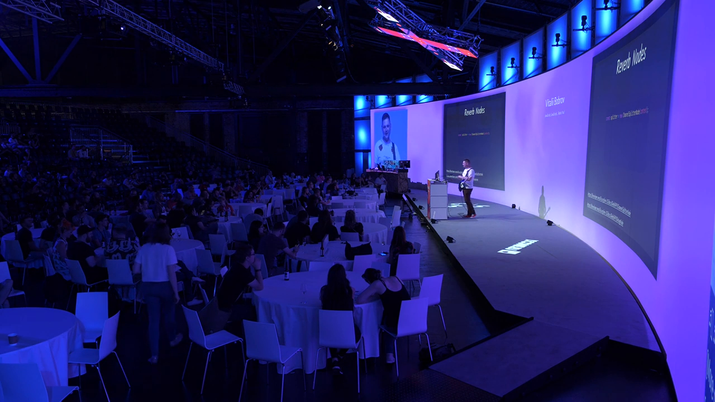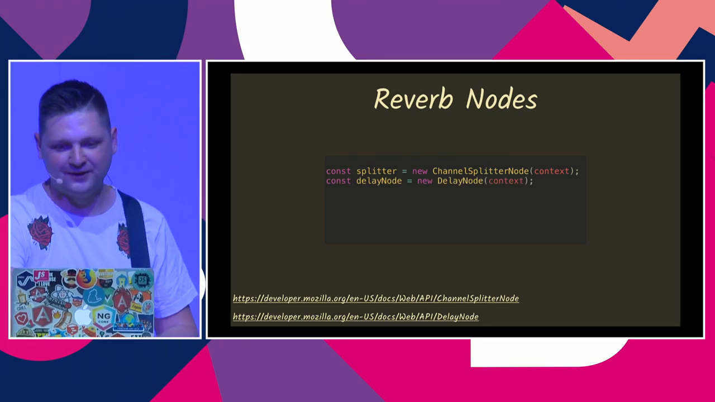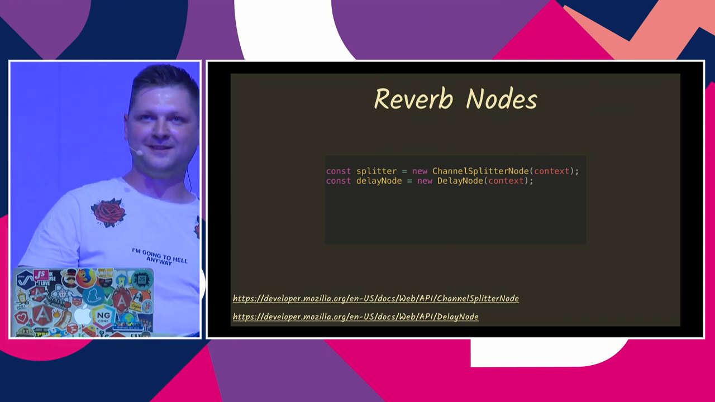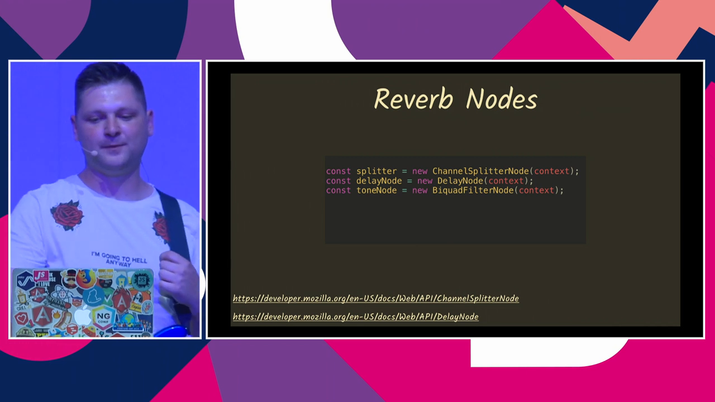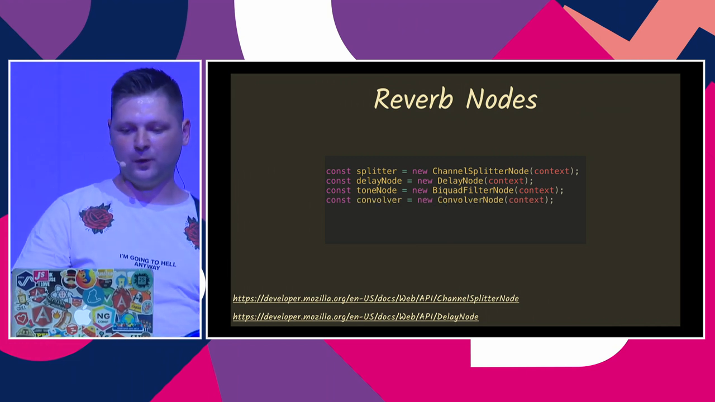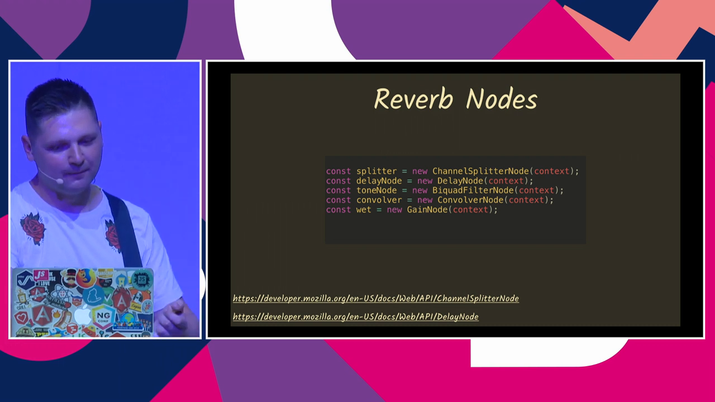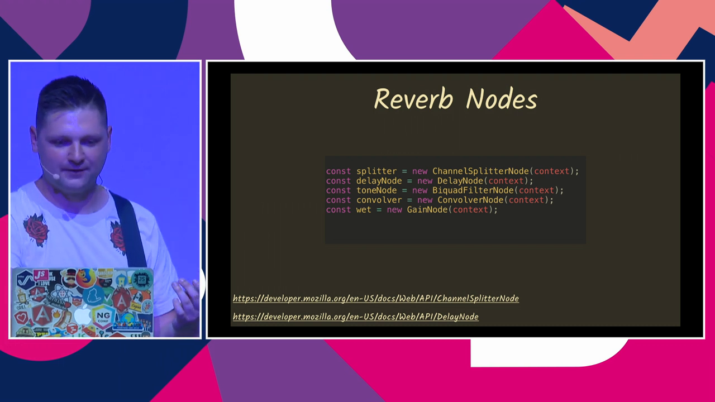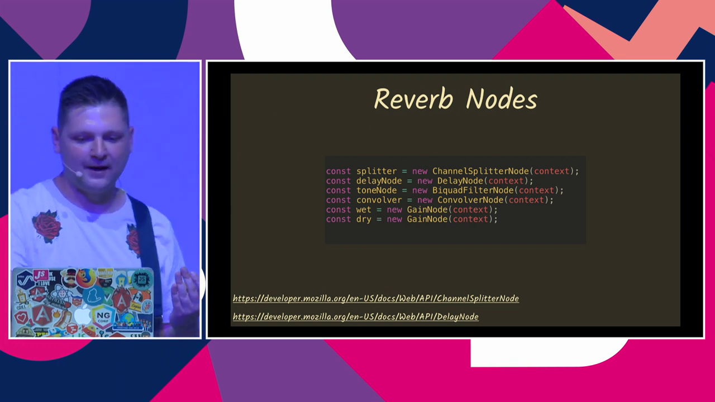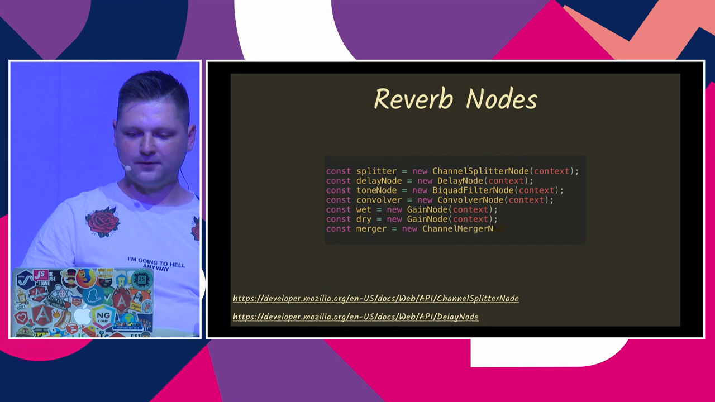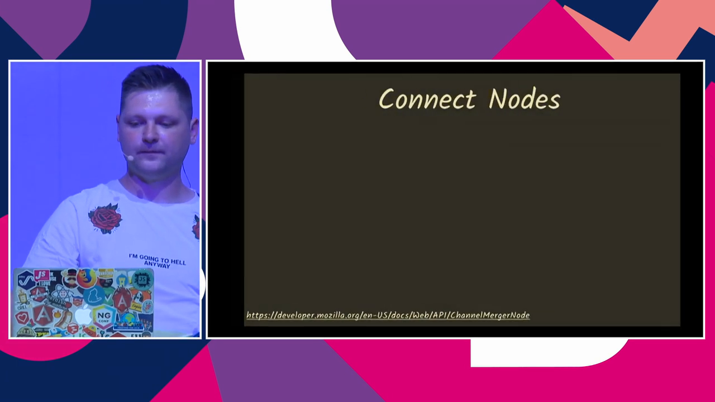Before, we were creating all these nodes for reverberation. We create a channel splitter first, then we create a delay node, we create a tone node with a biquad filter, we create a convolver, and a gain node for making up the volume of the convolver afterwards. Then we create another gain node that will be used in parallel for dry sound. And we create a merger to merge everything back.